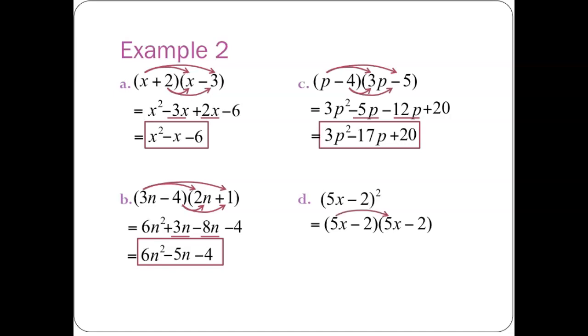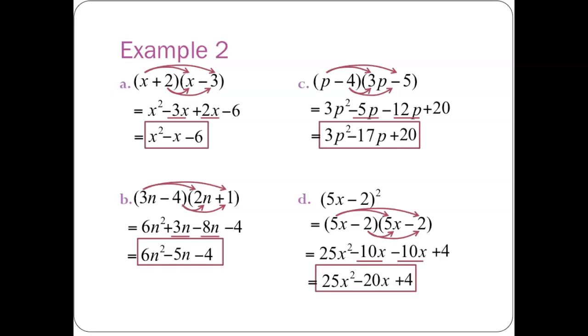So 5x times 5x, that's 25x squared. And then 5x times negative 2, that's negative 10x. Then negative 2 times 5x, that's negative 10x. Then negative 2 times negative 2, that's positive 4. All right, and then we have negative 10x and negative 10x, which can be combined to be negative 20x. So this is 25x squared minus 20x plus 4.